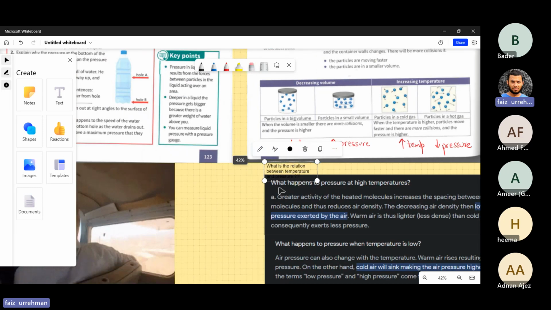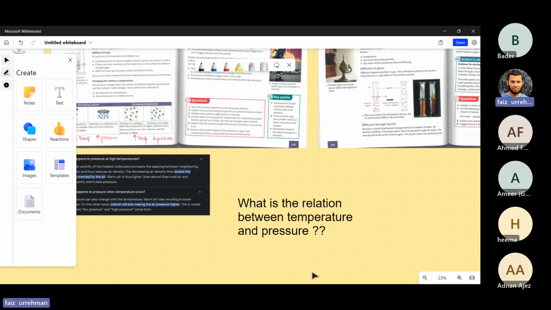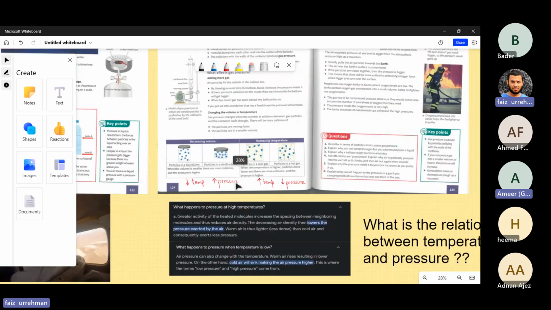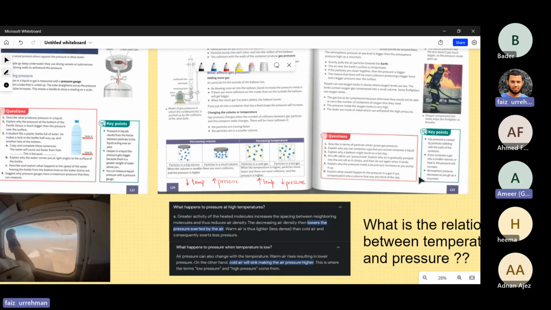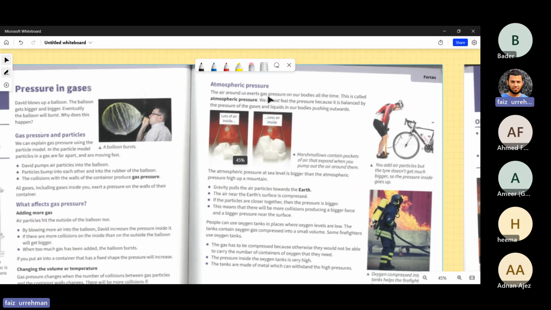Ask him this question. Okay, I am making it bigger in size. If you remember, ask him this question: what is the relation between temperature and pressure? Ask him tomorrow, then tell me what did he say? Okay, so until that time, we are going to the next topic now, atmospheric pressure.